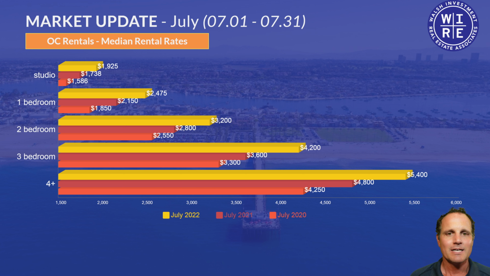Just big numbers. In fact, if we focus on the 3-bedroom, we see the increase of $3,300 to $4,200 for a 3-bedroom. This is an increase of 27% in 2 years. That's a huge jump. Studios took a massive jump. Everything in Orange County, rents have gone through the roof. Now, the thing to bear in mind is this is the median rental rate for a new rental. And I'm going to flesh that out and why that matters.